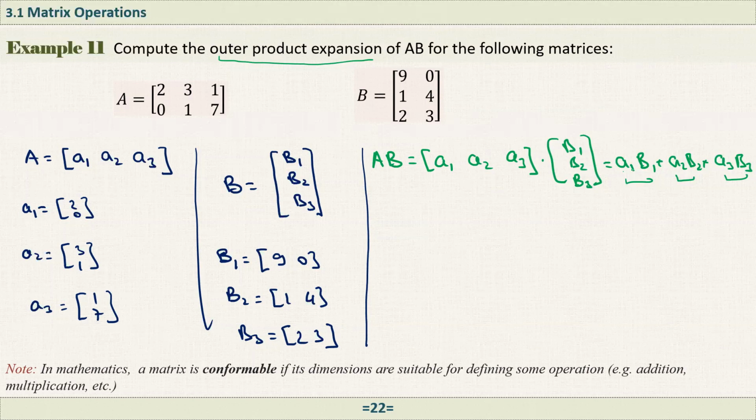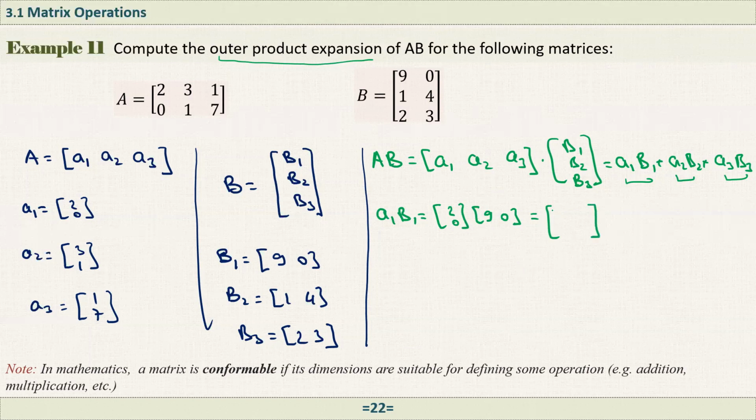This is not the dot product, it is a bit different, but we are just multiplying a single number. I mean, the first component by the first component, the second component by the second component. Here, A1, B1. Let's write this. What is A1? A1 is [2, 0]. And how about B1? B1 is [9, 0]. As you see here, this one is 2 by 1, this one is 1 by 2. So here we will have a 2 by 2 matrix.